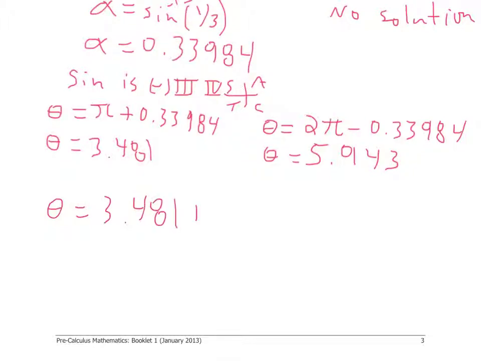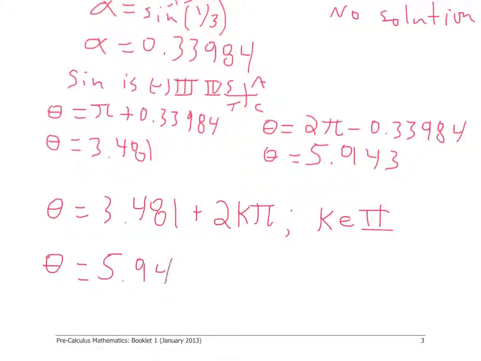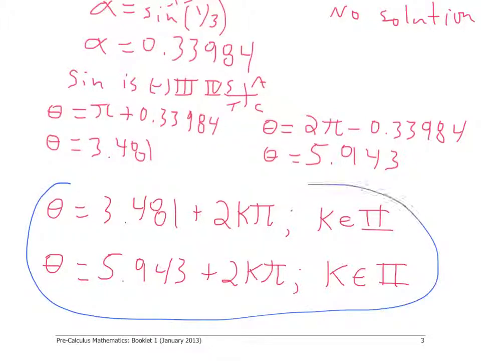3.481 plus 2k pi, where k is an integer. Some people use z for integer, some people use n for your integer symbol, but that should be fine. And my other solution to 3 decimal places is 5.943 plus 2k pi, where k is an integer. So let's circle these solutions, and I think we're done.